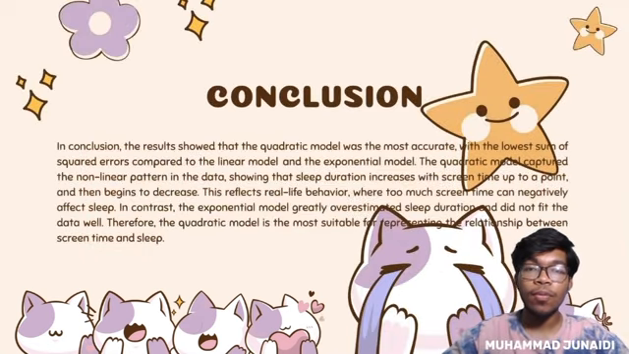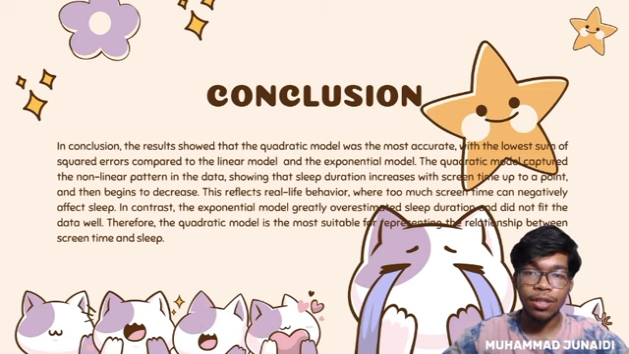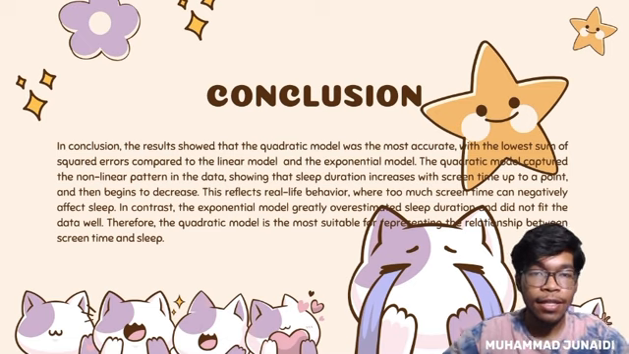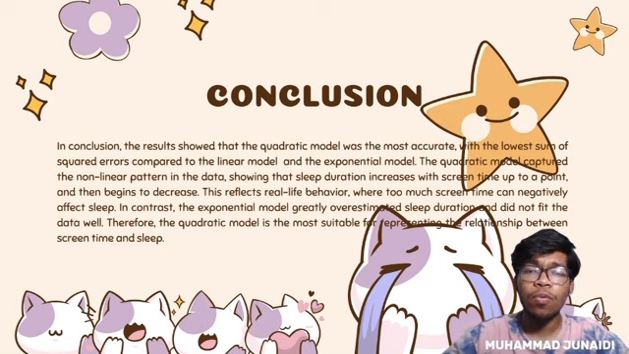To wrap up this study, we aimed to find which regression model best explains the connection between screen time and sleep duration. After testing linear, quadratic, and exponential models, we found that not all fit the data equally well. The quadratic model stood out. It captured a more realistic pattern where sleep increases with screen time only up to a point, then begins to decline. This model gave us the most accurate result with the lowest error score, showing it is the best to represent how screen habits may affect sleep.